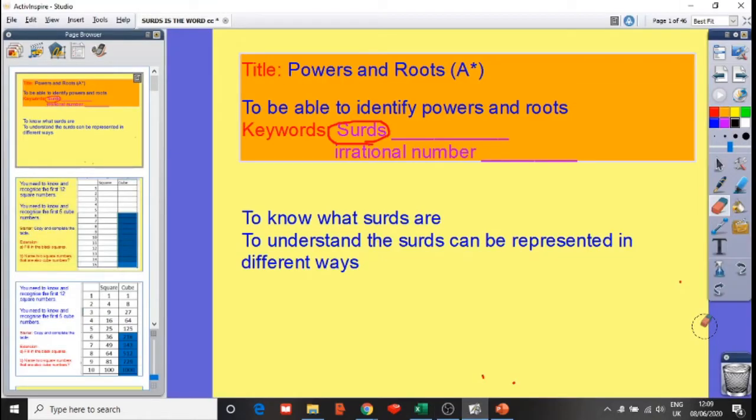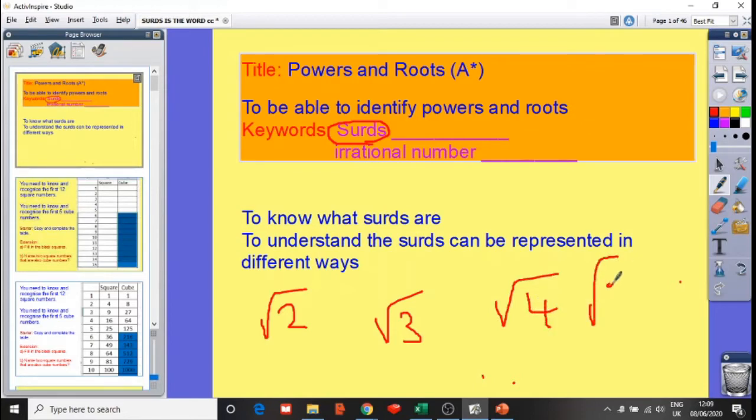Okay, powers and roots. It's really like surds and irrational numbers. Now, we need to know what a surd is before we start, and you've got to think about your square roots. Your square root of 2 is a surd. Square root of 3 is a surd. Square root of 4 actually happens not to be a surd, same as the square root of 9 or the square root of 25.